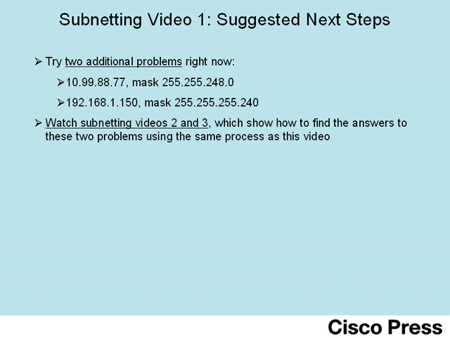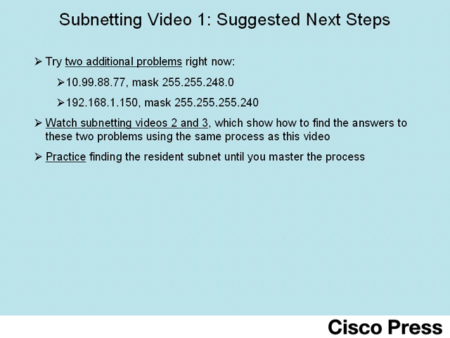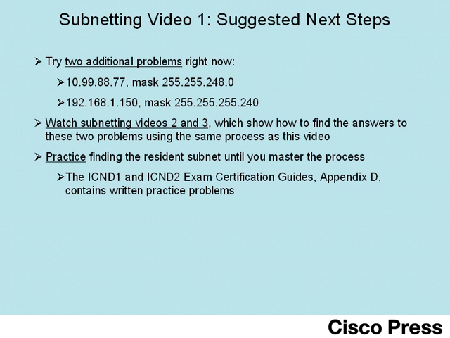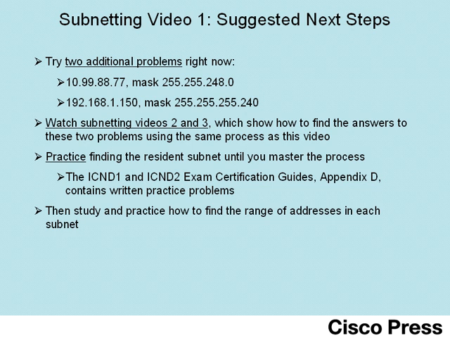Now at that point the process should become a lot clearer to you if it hasn't already, so then you should just keep practicing the process until it becomes natural for you. In fact, you should shoot for being able to do this process and find the resident subnet for any type of question like this within about 10 to 15 seconds. At the same time, then you might want to also study the other process, the one that I reference as RP-6C in the exam certification guides, that show you how to find the range of addresses in each subnet.